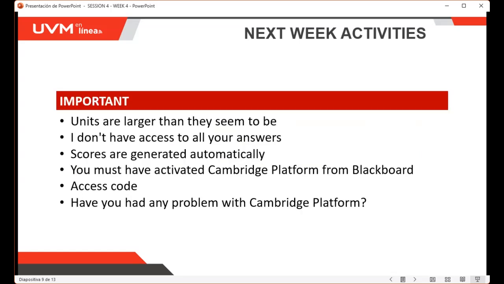Okay, important, again, you need to remember, units are larger than they seem to be, so you need to organize your time so you have enough time to answer the unit. I don't have access to all your answers. You already know that. I only have access to the speaking or writing part.